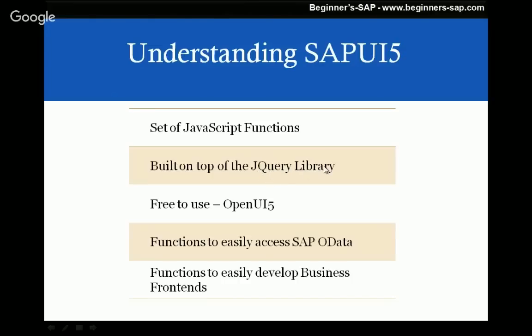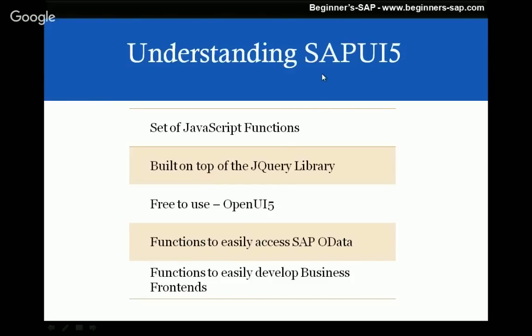When you hear the term library, it simply means a group of pre-built functions, just like a function group in SAP ABAP. Similarly, we have something called a library here. In the library, there are a lot of pre-built JavaScript functions which we can directly call on our HTML page. This is free to use because it is an open technology, so it's called OpenUI5. SAP has just branded it as SAP UI5.